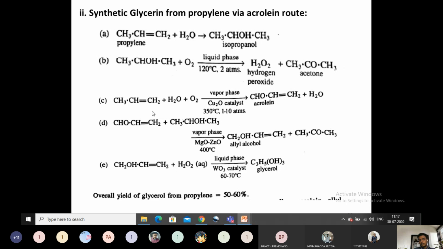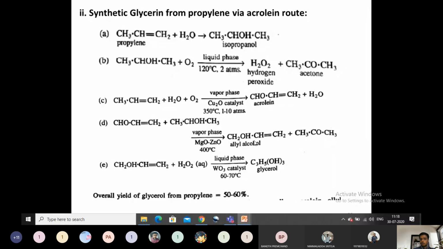Then propylene will be hydrolyzed and simultaneously oxidized in the presence of copper oxide catalyst at 350 degrees centigrade and 1 to 10 atmospheric pressure to give acrolein. Then this acrolein will be reacted with the isopropanol obtained in reaction A, in the presence of magnesium oxide or zinc oxide catalyst at 400 degrees centigrade, to give allyl alcohol and one acetone molecule.